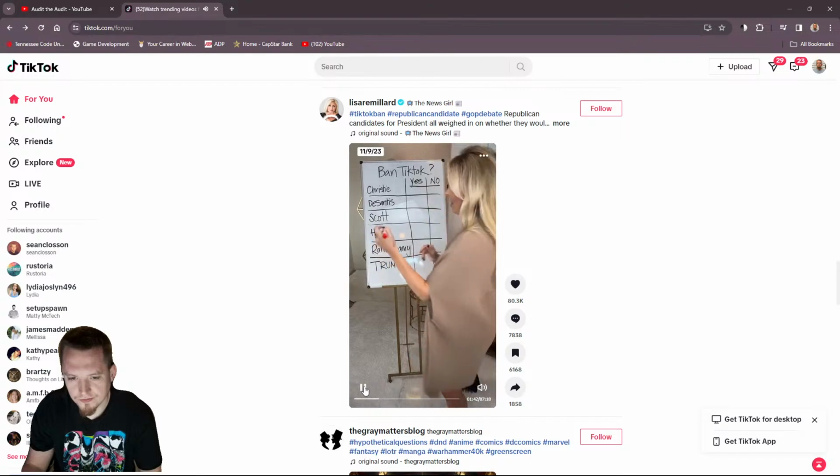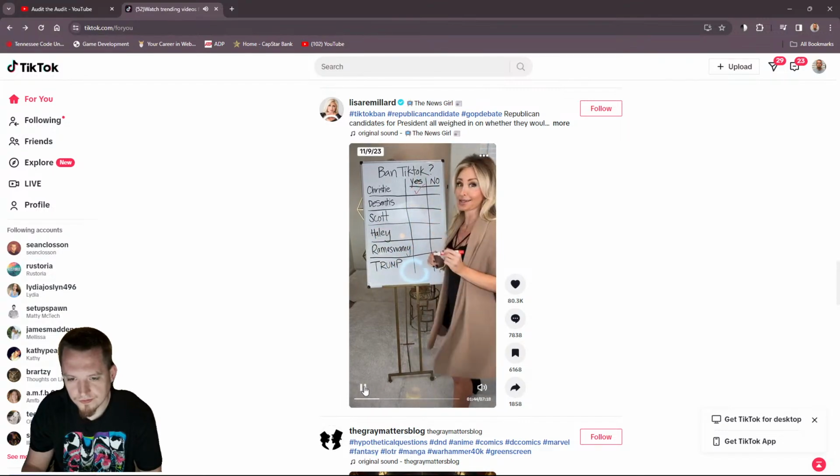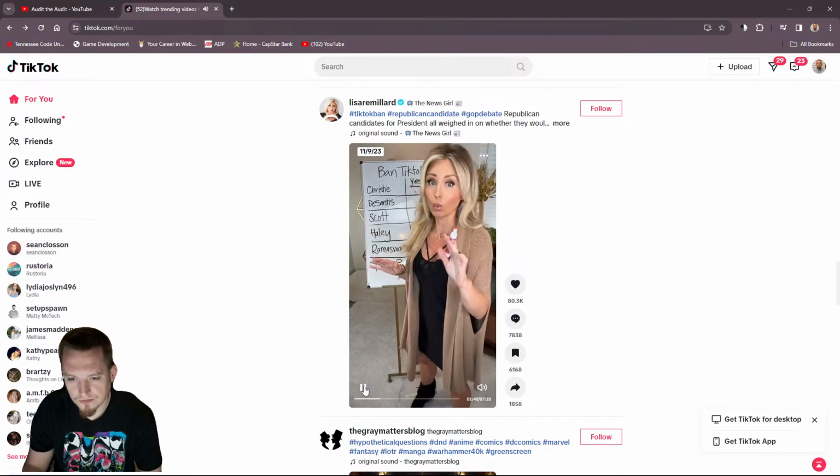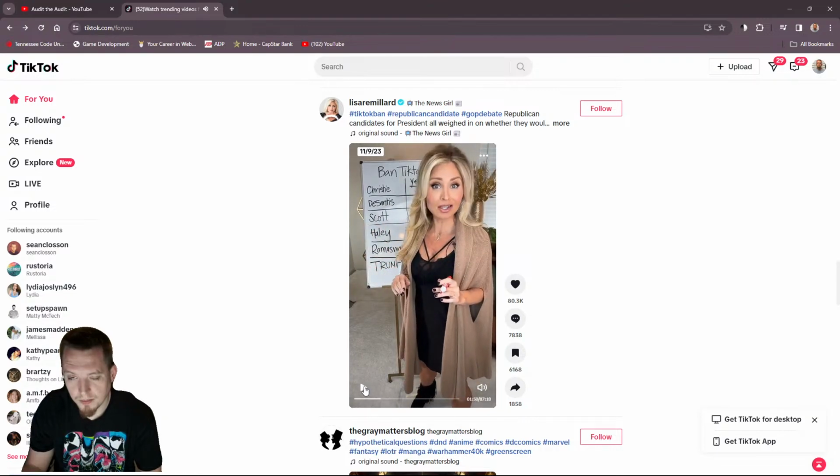Okay, I hear you. That is a yes on the TikTok ban. But how about Florida Governor Ron DeSantis? He was asked straight up, would you oppose a TikTok ban? In my opinion, he's an idiot too.